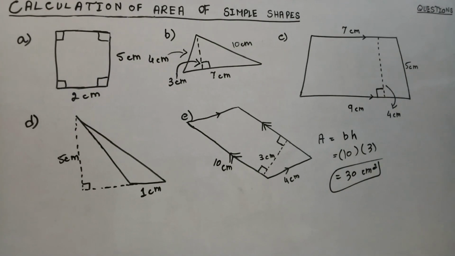One main point is that you have to take the perpendicular distance from one point to the other point. Otherwise it will not be considered as a height. Clear? So I hope you are understanding my points and the terms used in videos. So that's it for this video, calculation of areas of simple shapes.